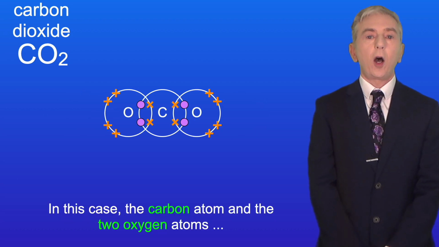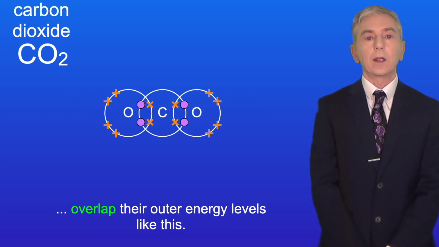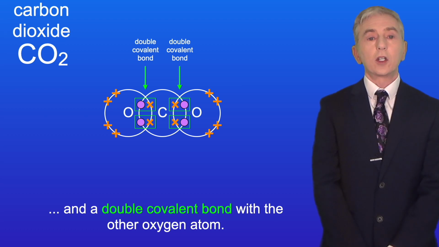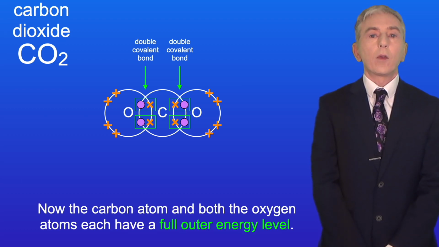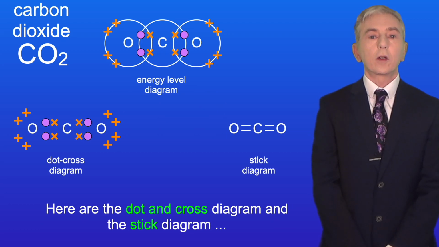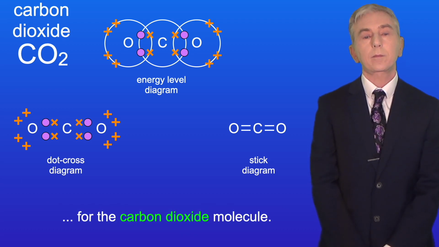In this case, the carbon atom and the 2 oxygen atoms overlap their outer energy levels like this. So the carbon atom forms a double covalent bond with 1 oxygen atom and a double covalent bond with the other oxygen atom. Now the carbon atom and both the oxygen atoms each have a full outer energy level. Here are the dot and cross diagram and the stick diagram for the carbon dioxide molecule.